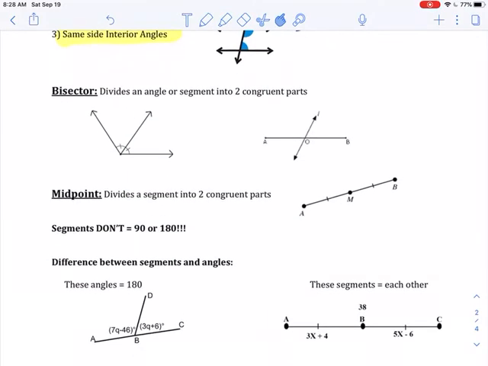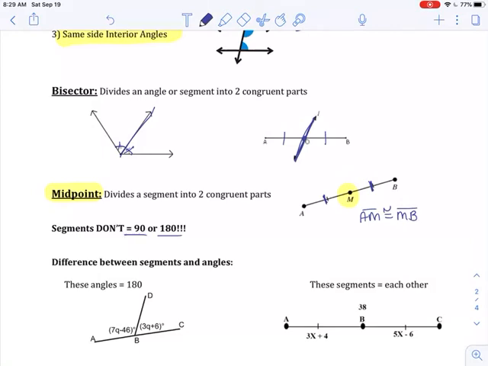Bisector, remember we talked about that there were two types of bisectors. I can bisect an angle or I could bisect a segment. So if I bisect an angle, I already talked about that. I cut an angle in half. If I bisect a segment, if this line bisects a segment, it goes through the segment at its midpoint, and those segments are equal to each other. Basically, a segment bisector is the same thing as a midpoint. A midpoint right here, M is the point in the middle, and it cuts the segment in half. So basically, AM, the left half, would be congruent to MB, the right half.